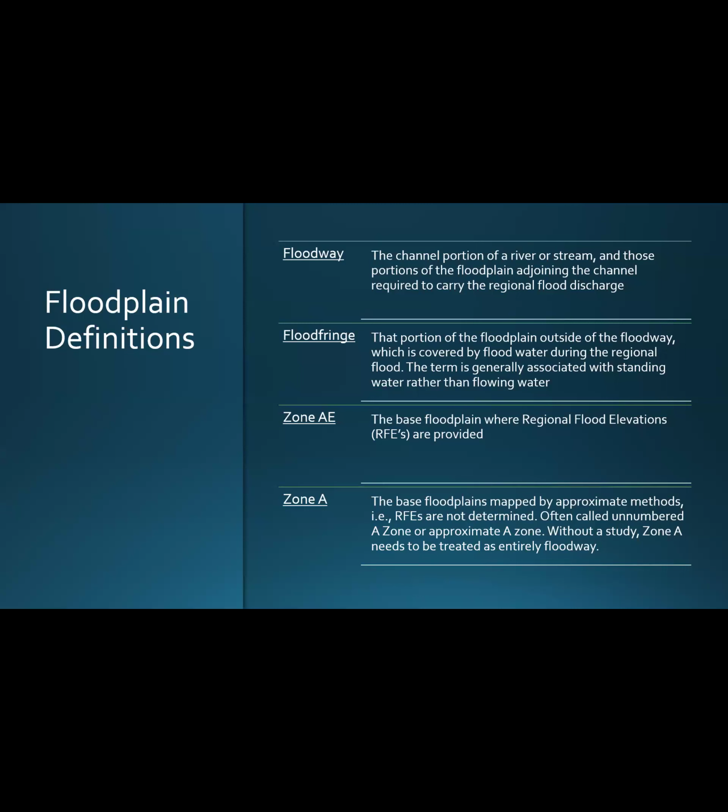And then there's some other terms that are used. Zone AE, that's the base floodplain where regional flood elevations are provided, and Zone A. So these are sort of some mapping definitions that we'll look at here in a little bit. So base floodplains are mapped by approximate methods. So Zone A is not really well defined. So they're often called unnumbered A zone or approximate A zones. So without a study, you'll see a map that will have a Zone A, and it doesn't really differentiate between the floodway and the flood fringe. So everything has to be treated as a floodway if we're mapped as a Zone A.